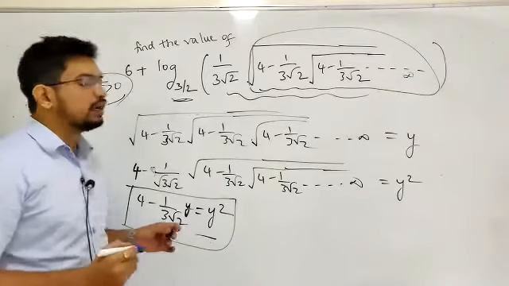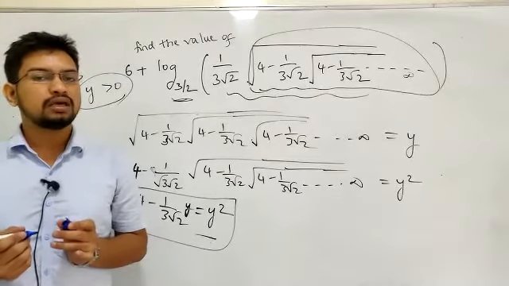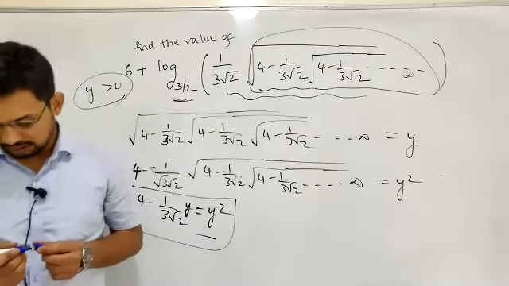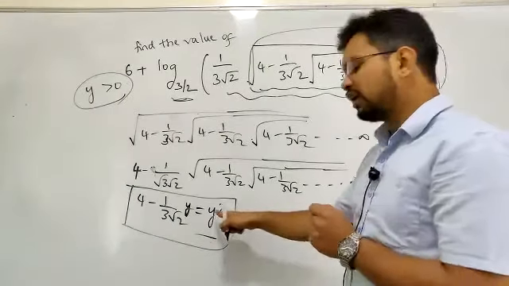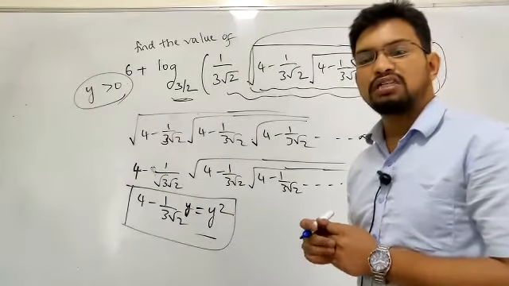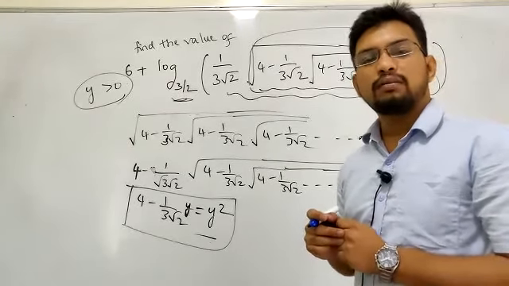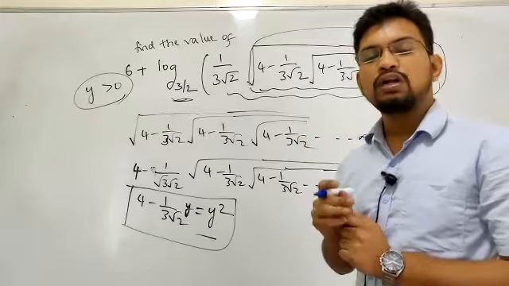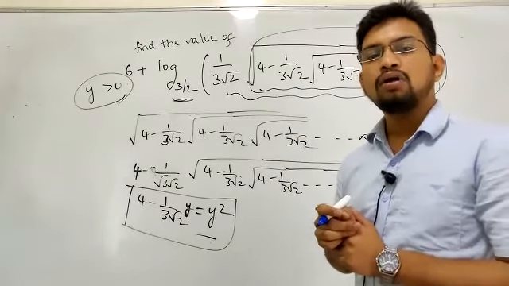Once you got a quadratic, you can apply minus b plus or minus under root of b square minus 4ac by 2a. You will be getting the roots of this equation. I think you will be getting two values of y. One is a positive value and the other is a negative value. You should be taking only the positive value here.